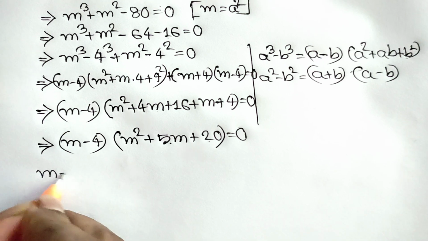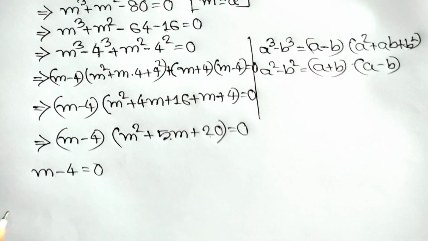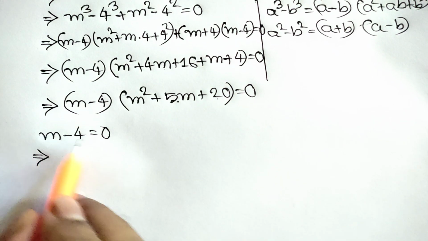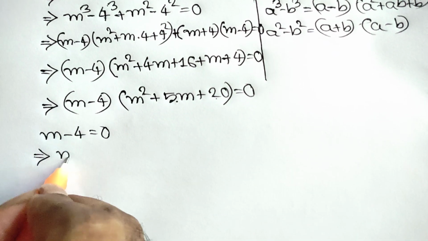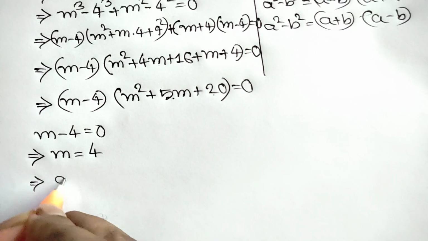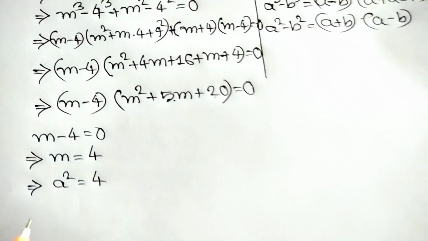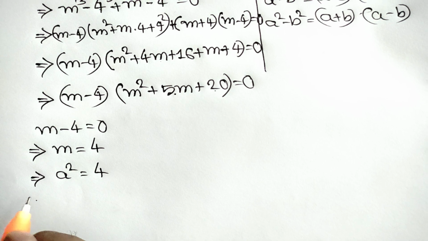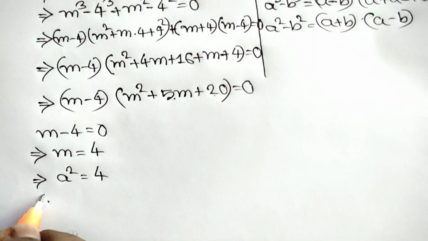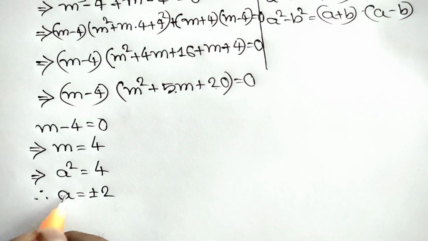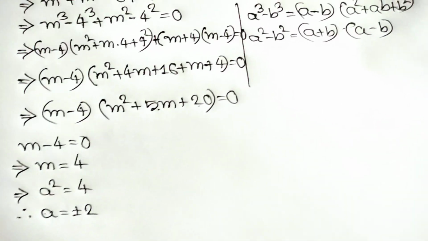When m minus 4 is equal to 0, taking this negative 4 to the right side, we will get m is equal to 4. But remember, here m is equal to a square. So we can write here a square is equal to 4. Now, taking the square root on both sides, we can write here a is equal to plus or minus 2. So the value of a is equal to plus or minus 2.